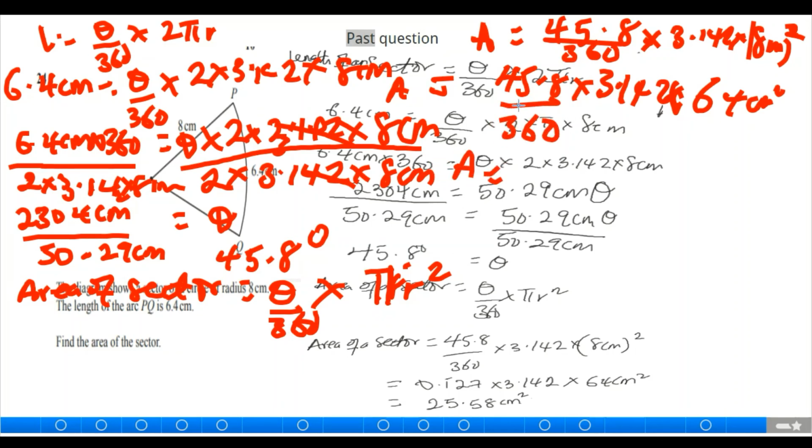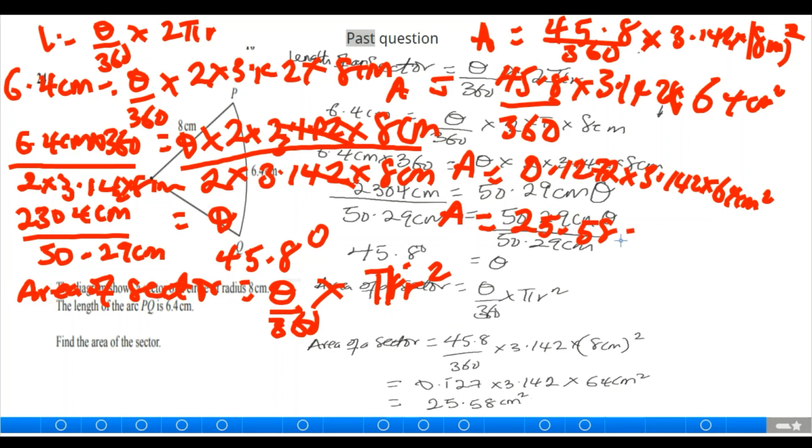So A equals 45.8 divided by 360, which will give us 0.1272, multiplied by 3.142 multiplied by 64 centimeters squared. Now A, which is the area of the sector, gives us 25.8 centimeters squared, and that is the area of the sector. This takes us to the end of our class.